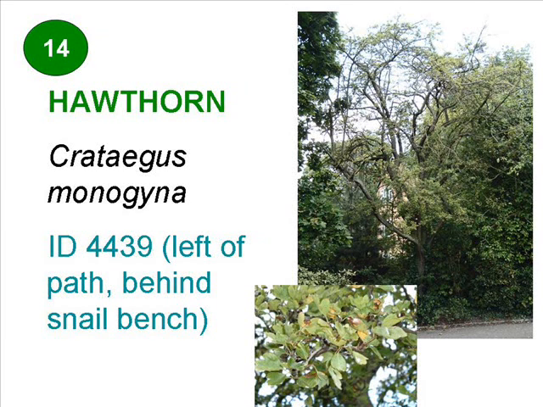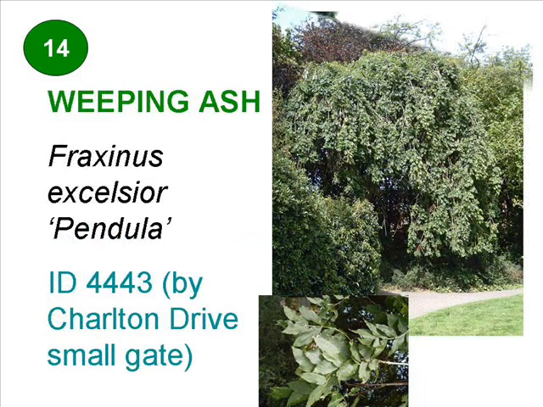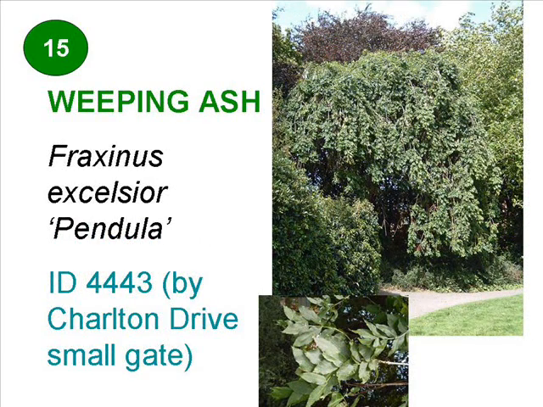Leaves, shiny, deep-lobed, on sharp-thorned twigs are dark green, yellowing in autumn. Fruits known as haws, red or orange berries, are enjoyed by birds, can live for over 250 years. The next tree, the weeping ash, is found further along the path, by the junction to the small path leading to the small Charlton Drive gate.